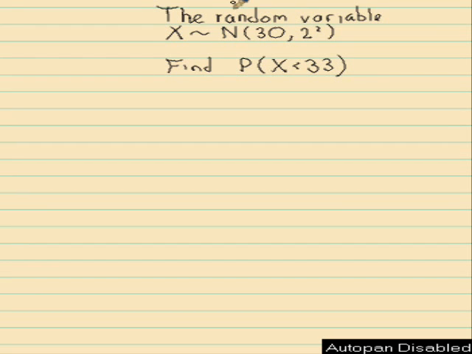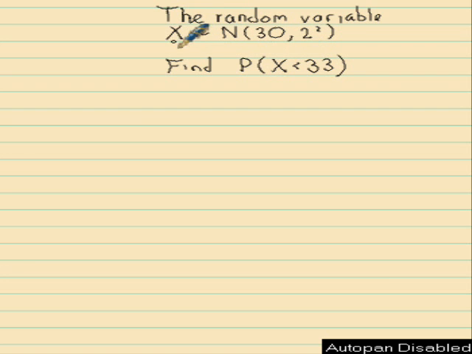We're just going to look at this question. It says that the random variable x has a normal distribution with a mean of 30 and a variance of 4, but a standard deviation of 2. So you've got to understand what this means.